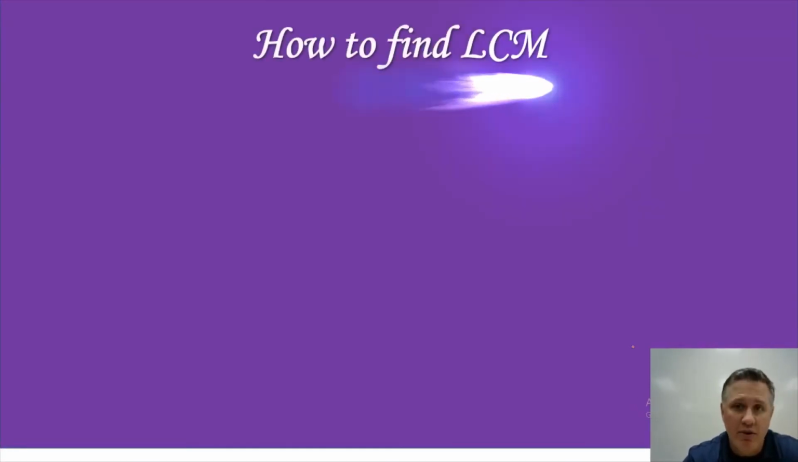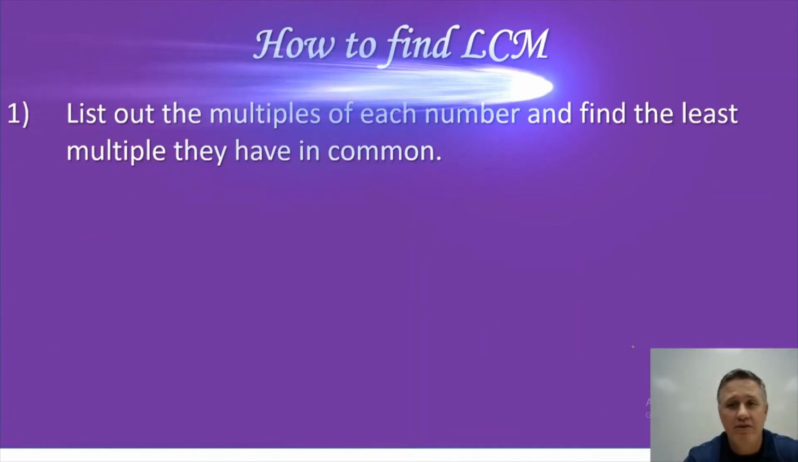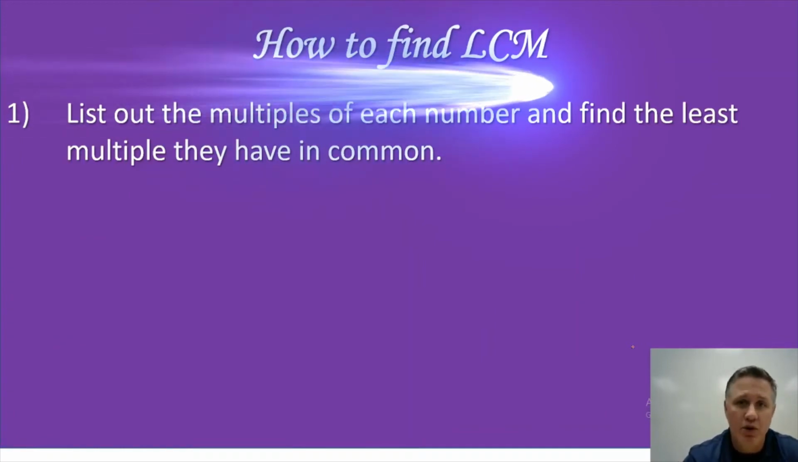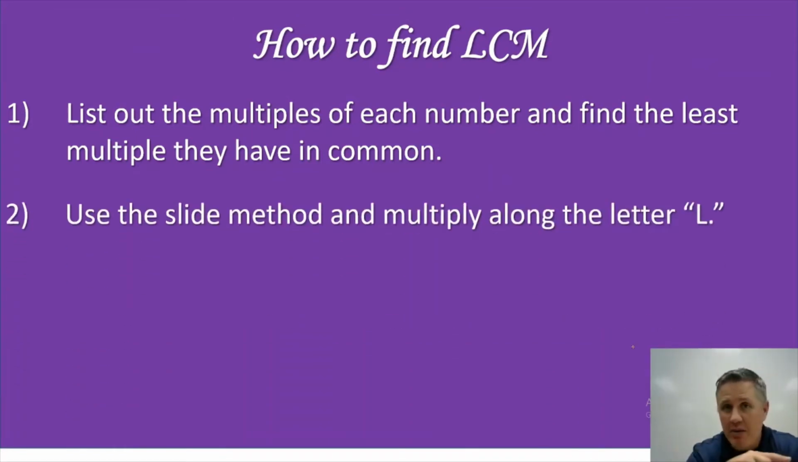As a review, how do you find the least common multiple? Number one, you could go old school and list out all the multiples of each number and find the least multiple that they have in common. You could also use the slide method, which is probably the quickest, easiest method. So do the slide, multiply along the letter L. L for least common multiple.